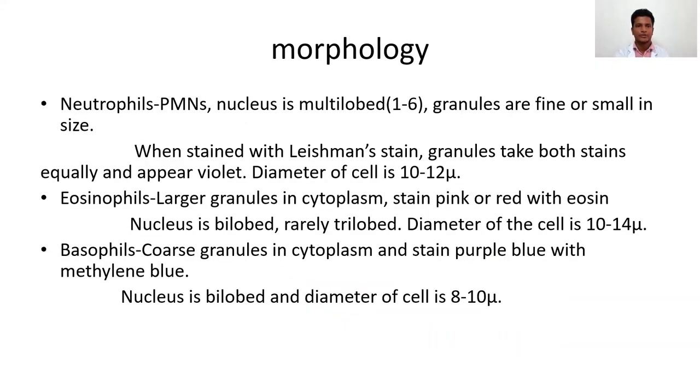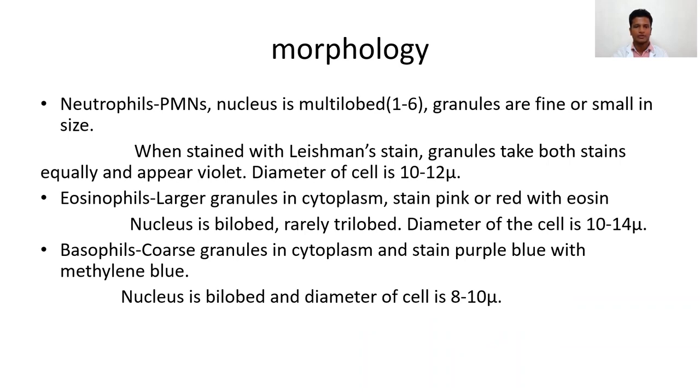Morphology of WBC: neutrophils. Polymorphonuclear neutrophils have a nucleus that is multilobed, with 1 to 6 lobes per cell. Granules are fine or small in size and stained with Leishman stain. Granules take both stains equally and appear violet. Diameter of the cell is 10 to 12 microns.